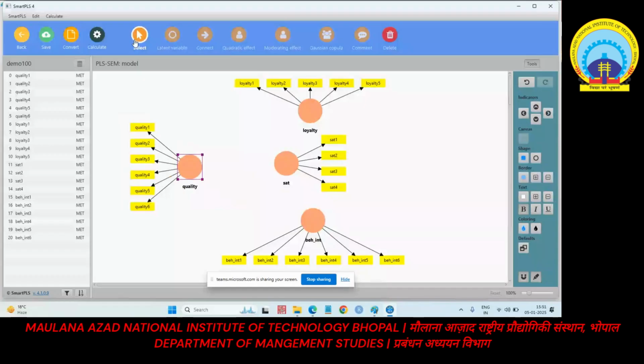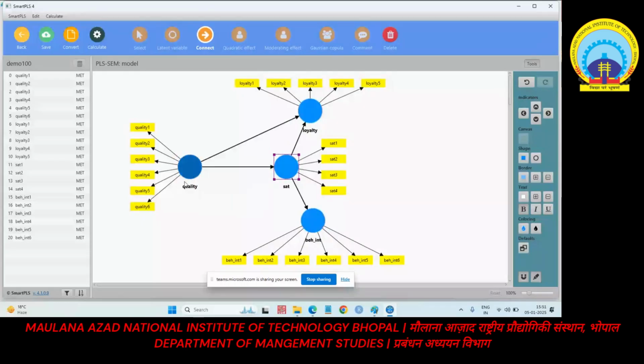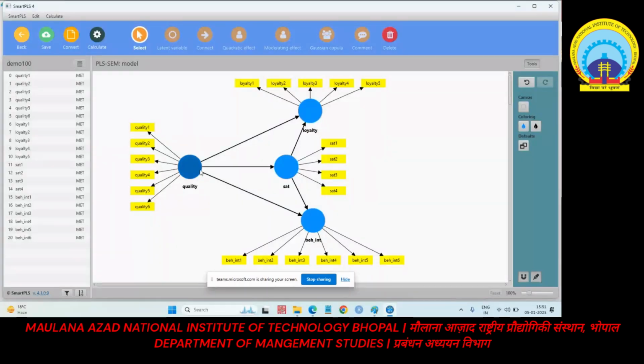Now I will use something else. It is called connect. Using connect, the color will change to blue. I made this model. See, it's just a matter of seconds making the diagram. Now please see, a relation between the blue circles will be called the structural model.